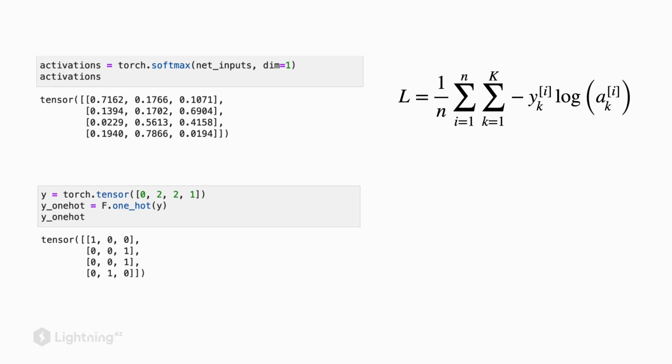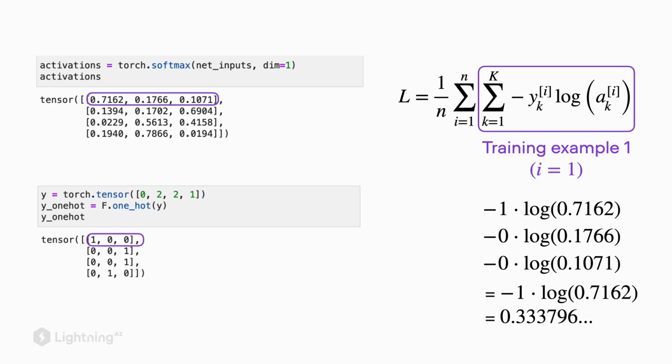We will start with the first training example. We are only looking at the inner summation term here. The inner summation is again over the class labels. Here are the 3 values in that row. And since we know that the class label is 0, we have the one-hot encoded labels 1, 0, 0. Let's now take these class membership probabilities and the one-hot encoded values and put them into the loss function.